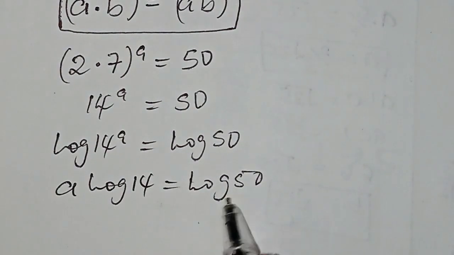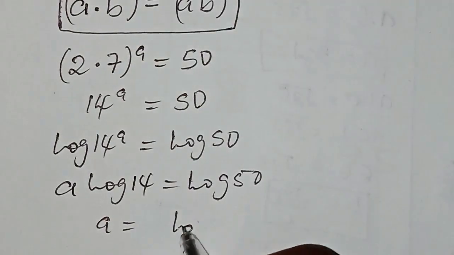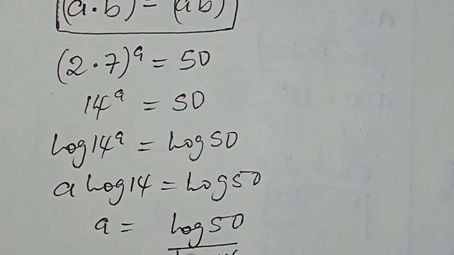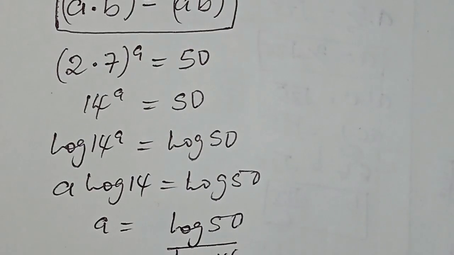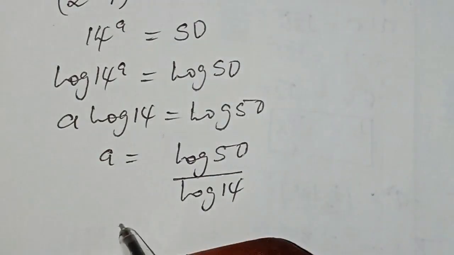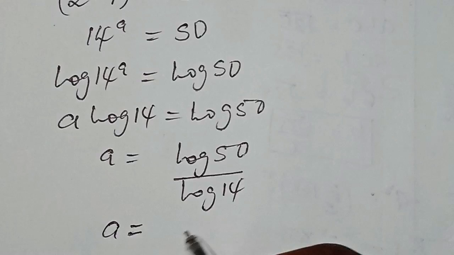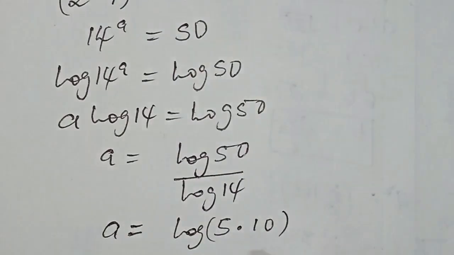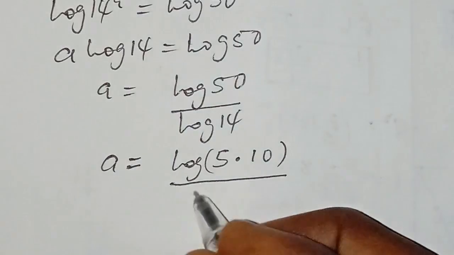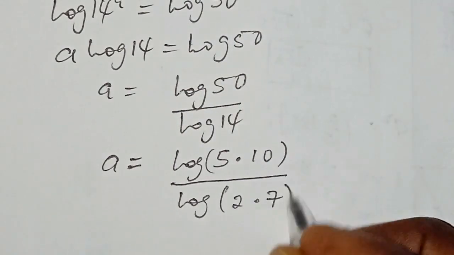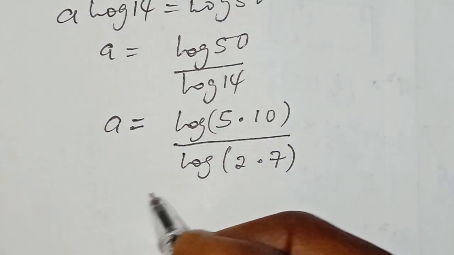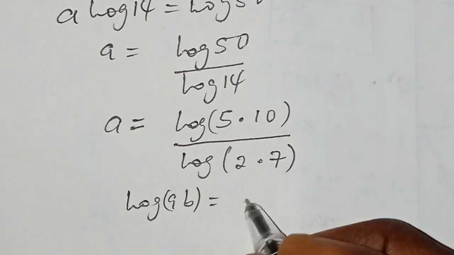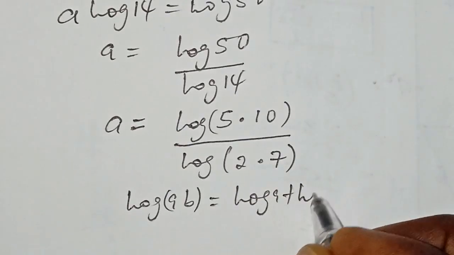So if we divide both sides by log 14, we are going to have a equal to log 50 over log 14. Now from here, we can simplify both the numerator and denominator. So we have a equal to log of 50, which can be written as log 5 multiplied by 10, while at the denominator, we can write log 2 multiplied by 7. Now from our rule or identity of logarithm, if we have log of a multiplied by b, we can put it in the form of log a plus log b.